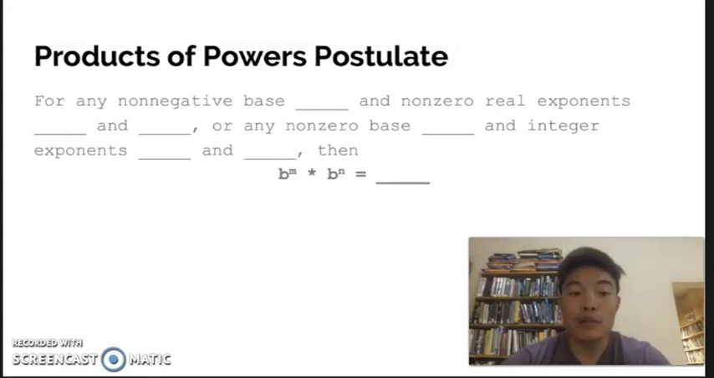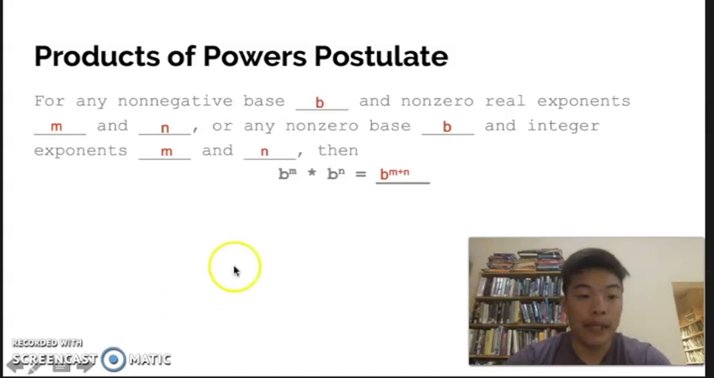So the product of powers postulate states that for any non-negative base b and non-zero real exponents m and n, or any non-zero base b and integer exponents m and n, then b to the power of m multiplied by b to the power of n equals b to the power of m plus n. From this definition, we have 3 variables to define.